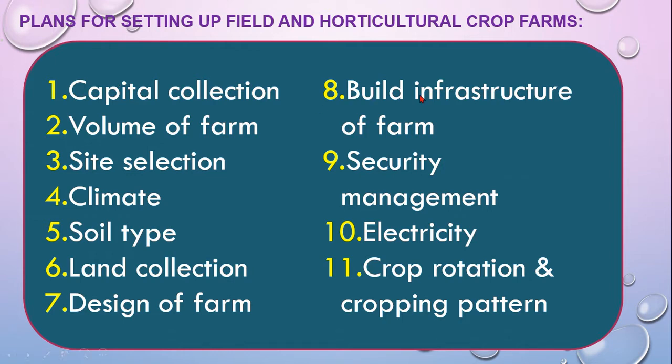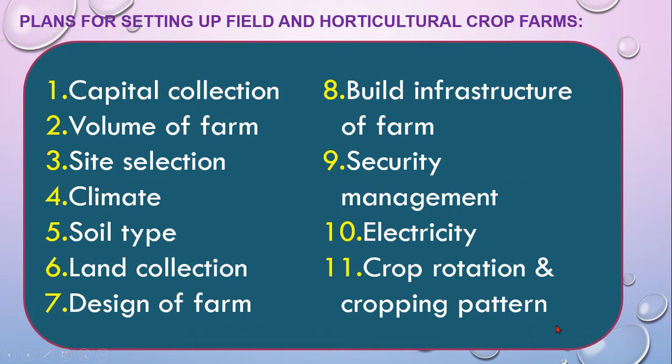The next point is building the infrastructure of the farm. If it is permanent, then you have to make it permanently, like a brick wall, using brick, cement, etc. Or if it is temporary, then we can use aluminum, tin, bamboo, wood, etc. Security management, yes, this is very important for any type of farm. We have to make sure of this. Electricity is necessary for irrigation, for providing electric power in the house, the tractor, everything.